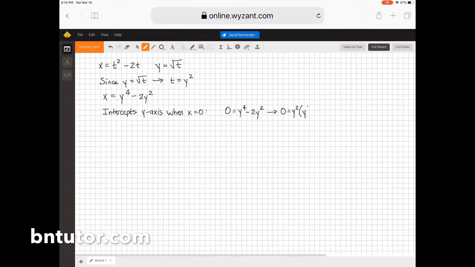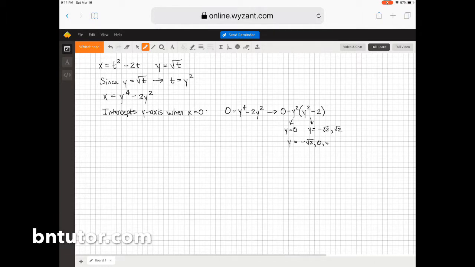We'll factor out a y squared, leaving us with y squared minus 2, and then solve each factor on its own. y squared is equal to 0 when y is 0. y squared minus 2 is equal to 0 when y is equal to either negative square root of 2 or positive square root of 2.